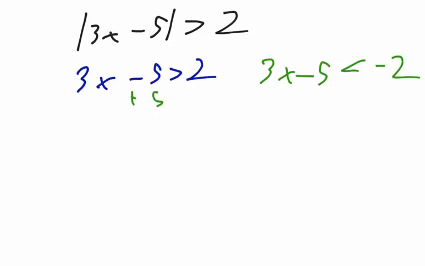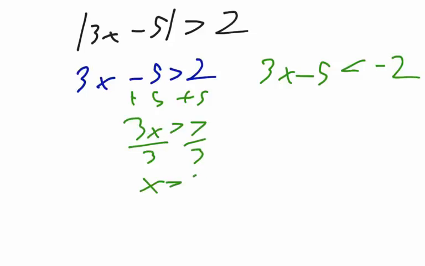So I'm going to add 5. So we got 3x is greater than 7. Divide by 3. X is greater than 7/3.